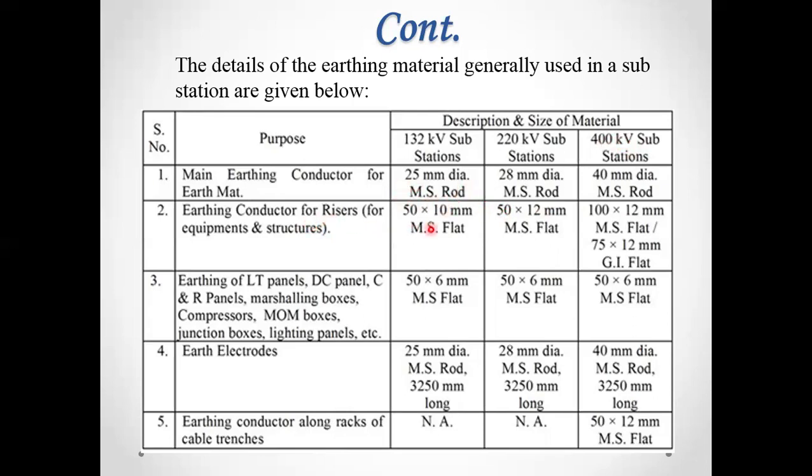Then for the risers, we will be using MS flat plate, which will be 50 by 100, that is the width. Then for LT panels, it will be 50 by 6 for 132 kilovolt. Then the earth electrodes will be around 3250 mm long. So these are the requirements of the earthing material.